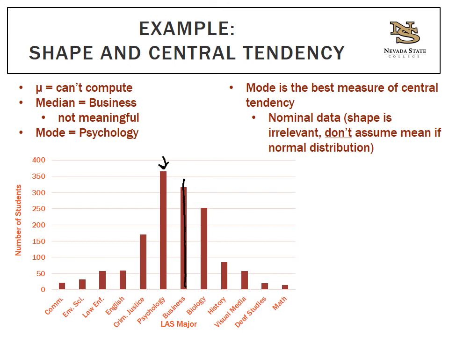If you see a normal distribution, don't jump straight to mean. Think about that flow chart. The first question you have to ask yourself is the scale of measurement. And if it's nominal, you're done. You're going with the mode.